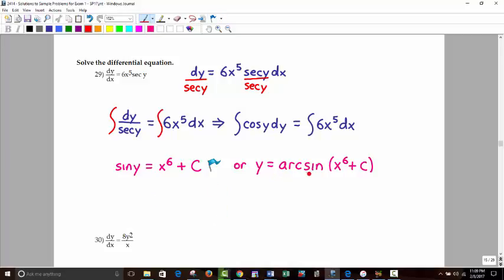So we end up with y equals arc sine, and this is correct to write it this way. I know it looks weird. First time you've probably seen an integral that has a plus c inside parentheses like that. That's not normally the case, but in this case, that is correct because you're applying arc sine to all of that, including the c. So, okay. A little strange, but not too bad.